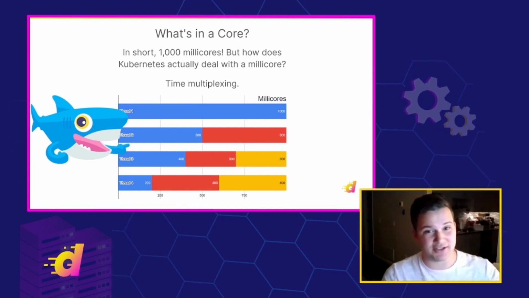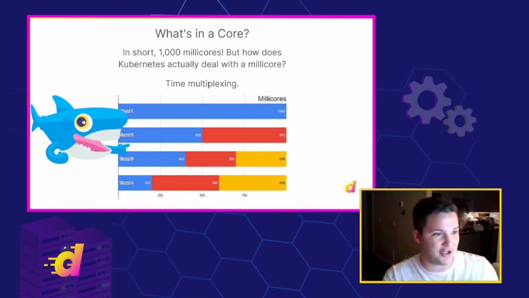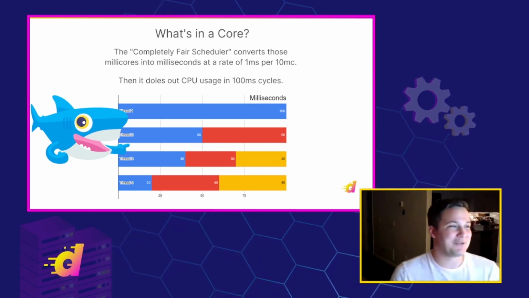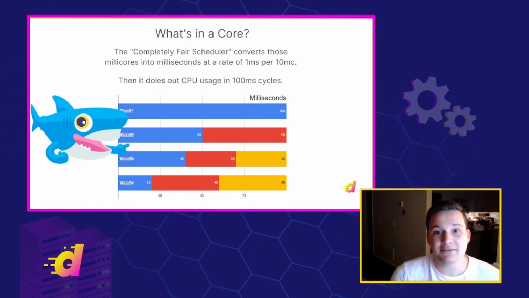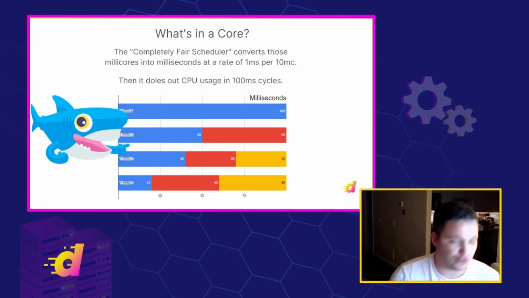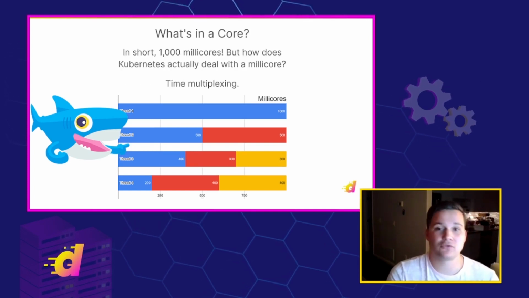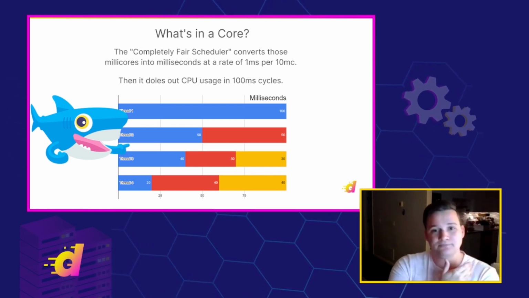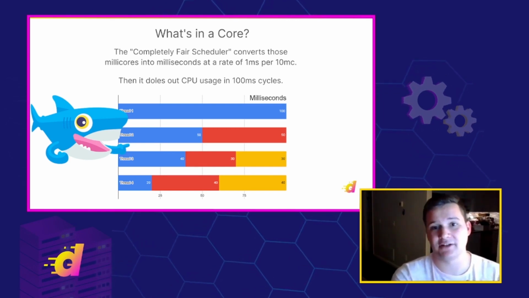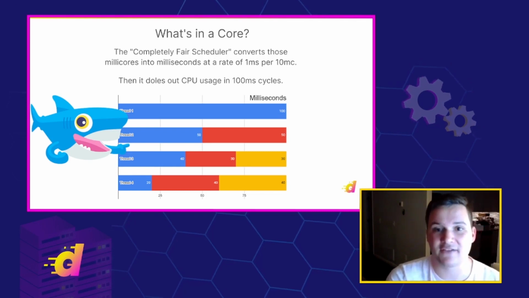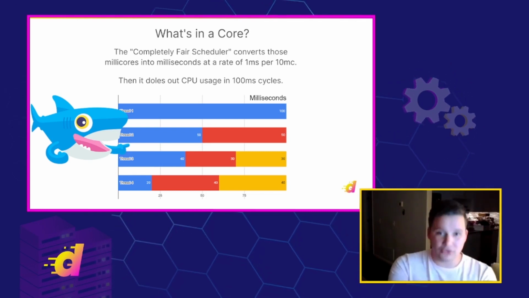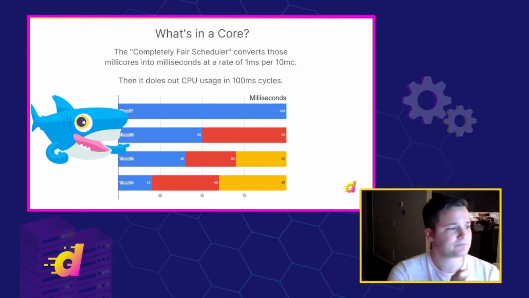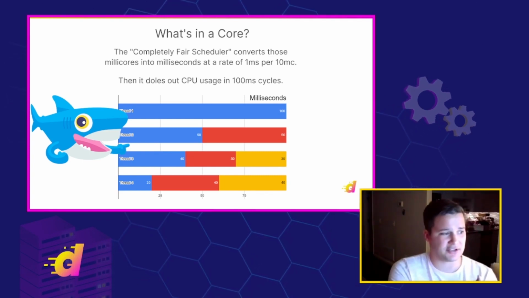And so we'll change the units. I know it's going to be a big flashy change here. Boom, milliseconds, right? So what we get here is that we see 10 millicores is equal to 1 millisecond, right? So 1,000 millicores is equivalent to 100 milliseconds, all right? So this is done by the completely fair scheduler, or CFS. It doles out the resource usage based on the requests, and this is kind of the way it looks.